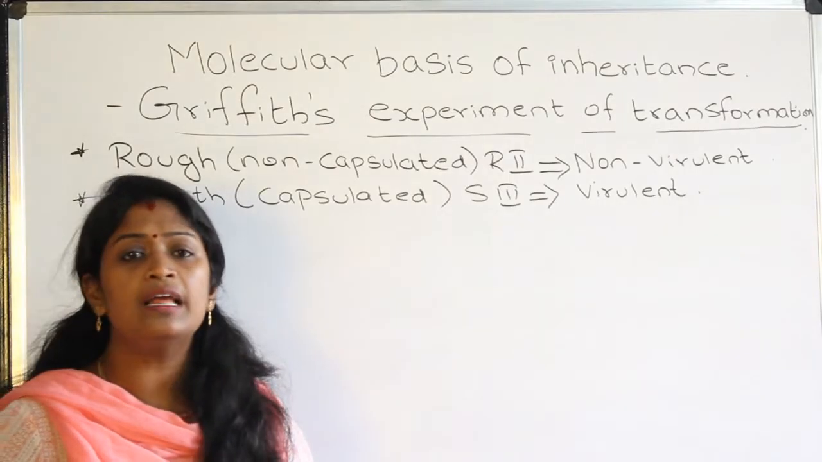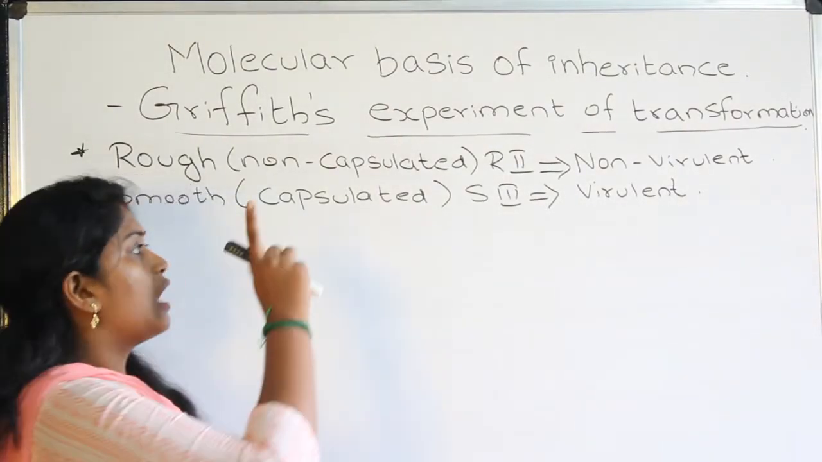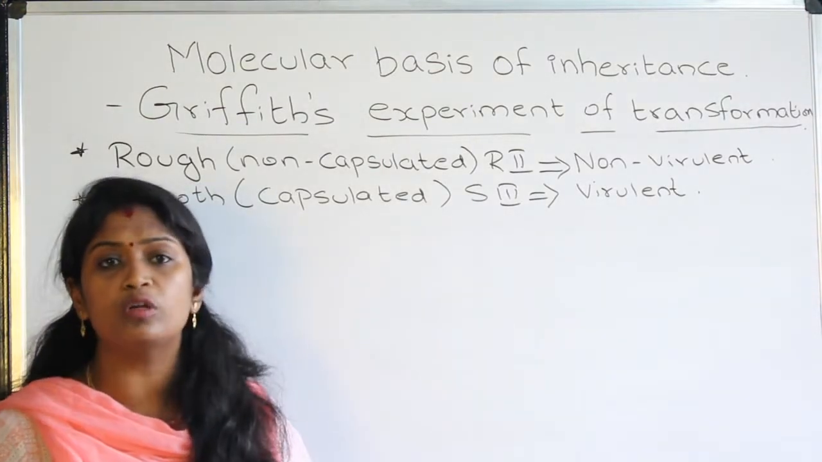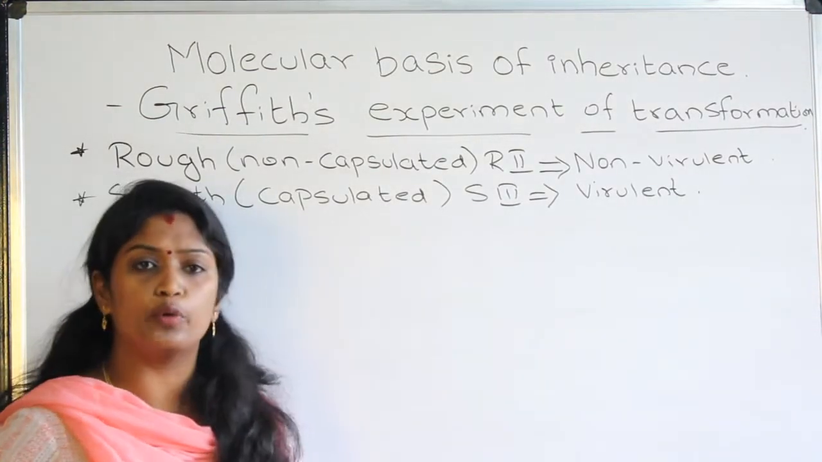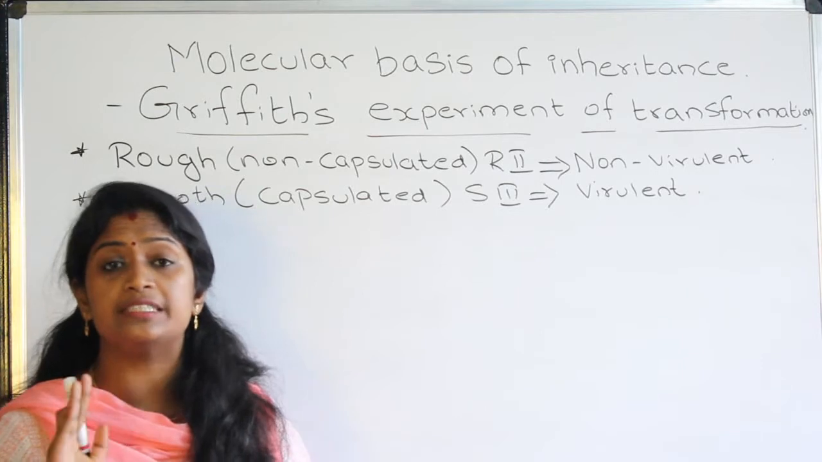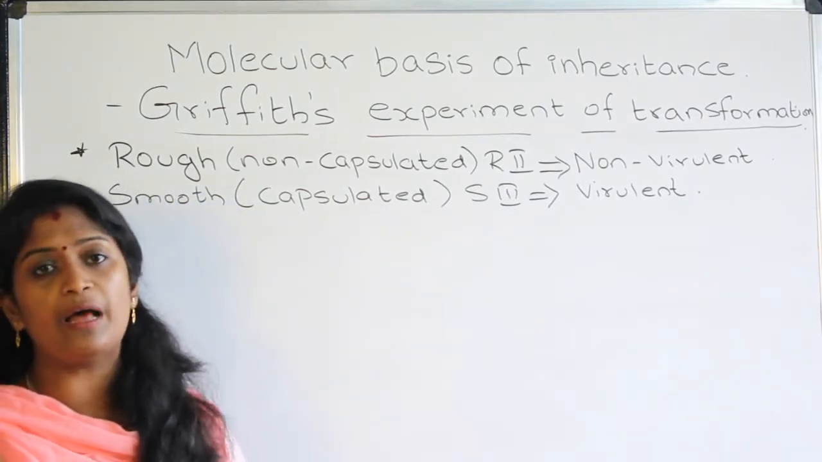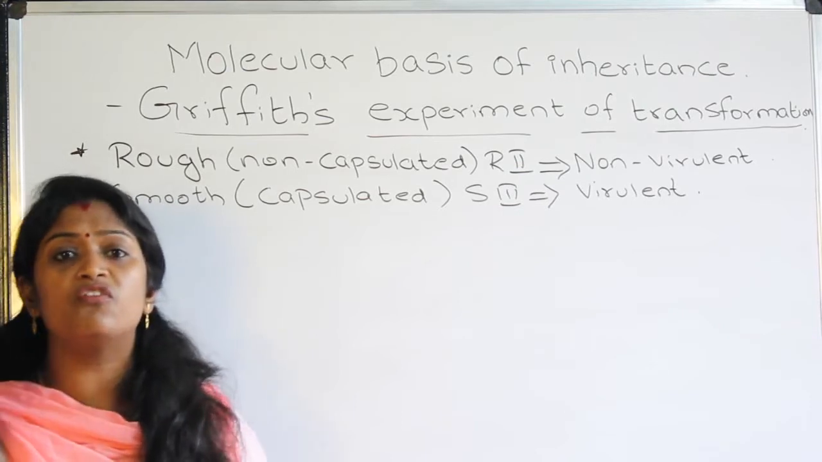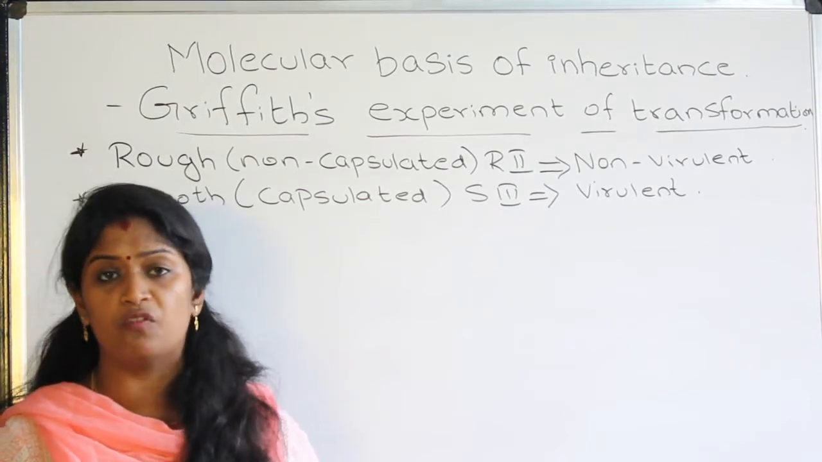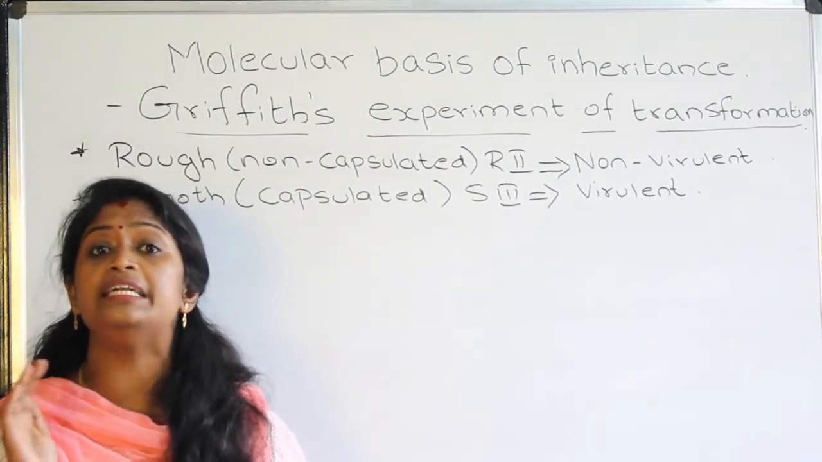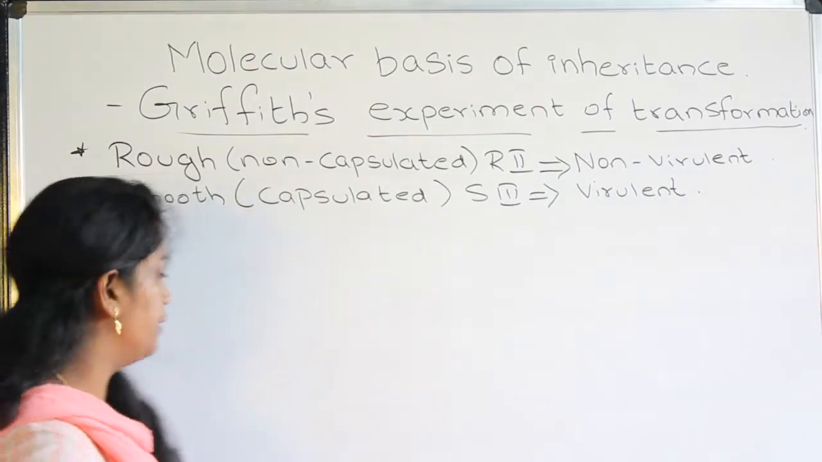So we know that the rough strain was R2 strain which was non-capsulated and non-virulent, whereas the S strain, that is the S3 strain, was capsulated and virulent, that is pathogenic. Now let's see the four experiments Griffith performed in order to say that DNA is the genetic material.